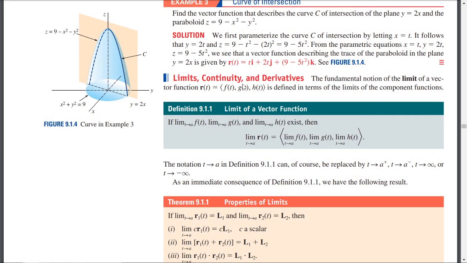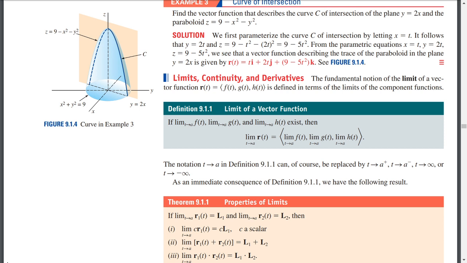So let us begin the second lecture. We are going to discuss the limit, continuity and derivatives of a vector function. We are familiar with these words, limit, continuity and derivative, from the previous semester. But the difference is that there we were dealing with just basic functions. Here we are extending it to a vector function.